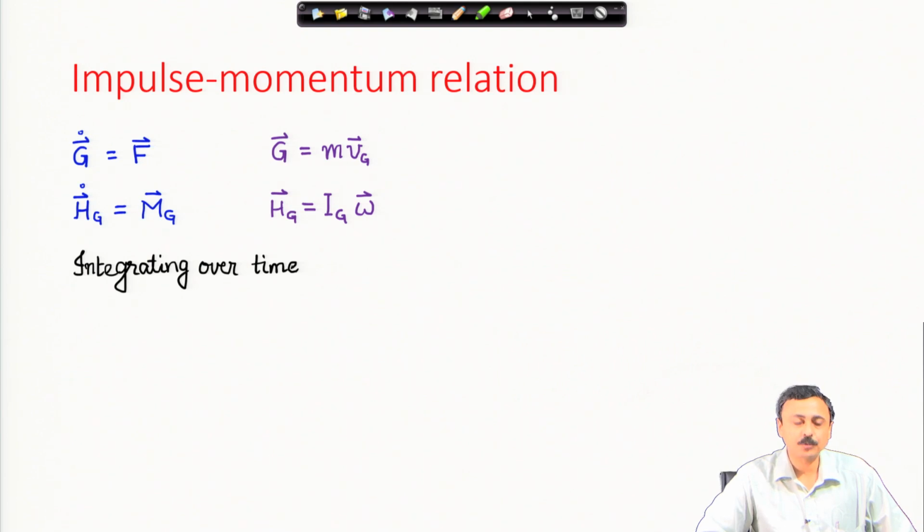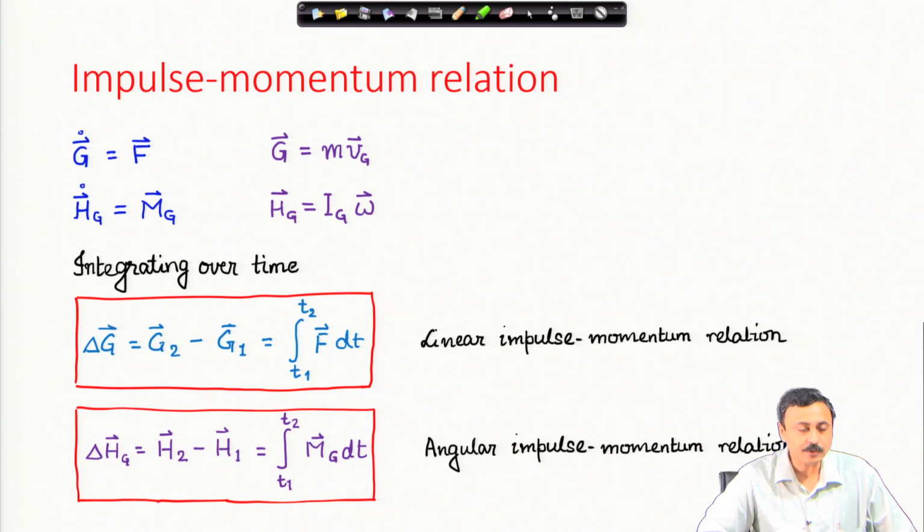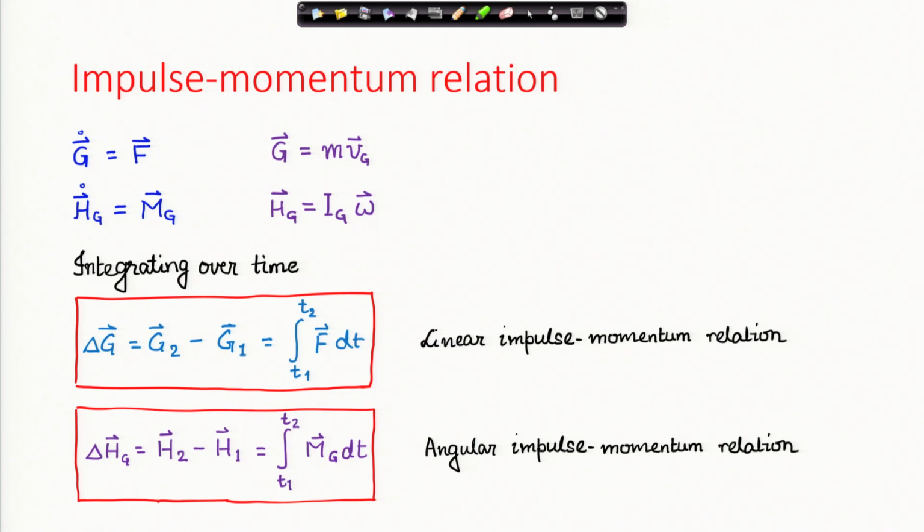If I integrate these equations over time, first the linear momentum equation, I get the change in linear momentum on the left hand side equal to the impulse of the force from the right hand side. If I look at two time instants over which I apply this, I get the linear impulse momentum relation. If I integrate the second equation, which is the angular momentum equation, I get the change of angular momentum in terms of the angular impulse.